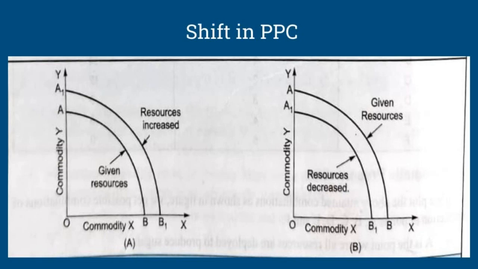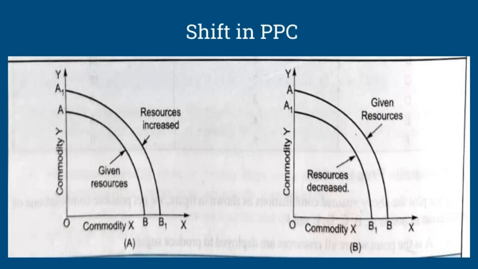Now in image B, in graph B, AB is again the original production possibility curve, and A1B1 is the new production possibility curve, which has been shifted in the left direction. That means it is showing a leftward shift in PPC, and this is happening because of the decrease in the amount of resources being used in the production process. So we conclude that when resources are increased, PPC shifts to the right, and when resources are decreased, PPC shifts to the left. So this was about shift in PPC.